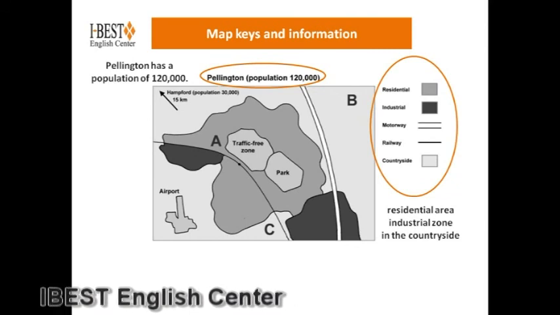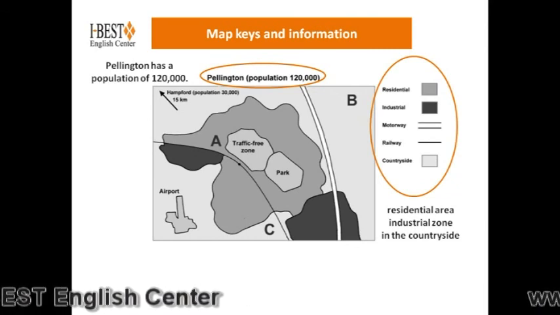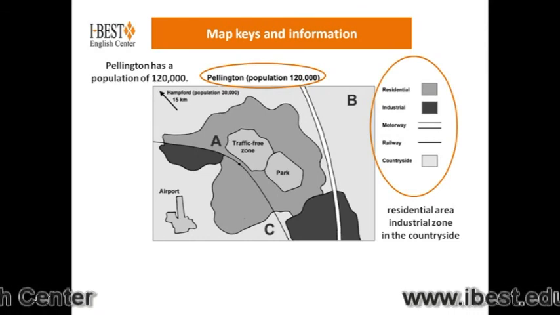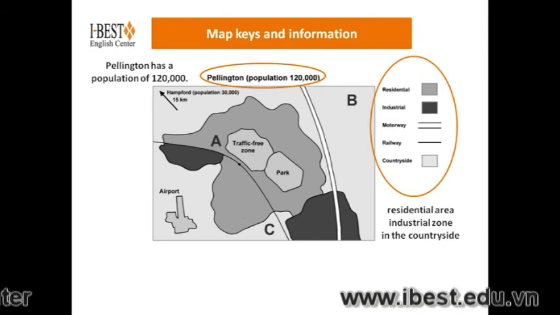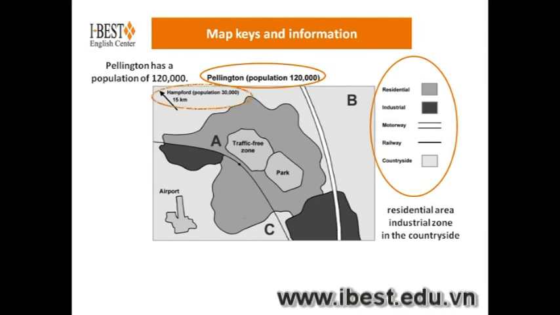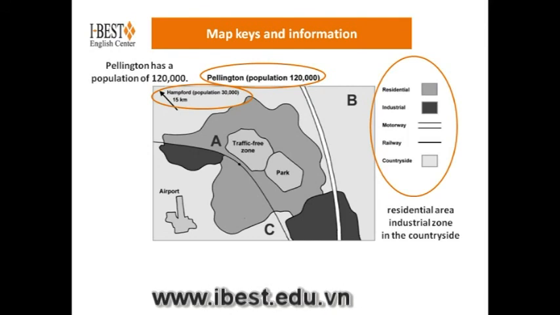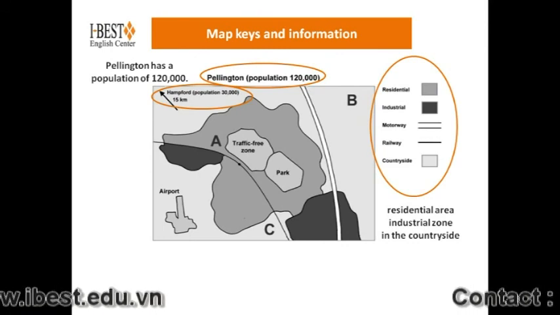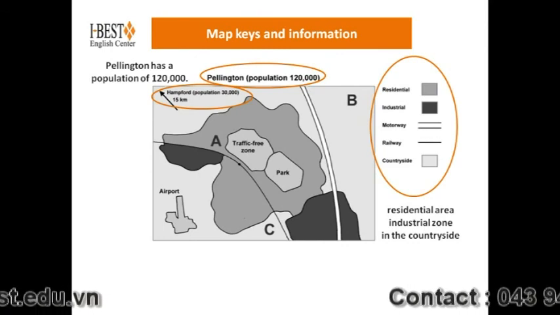You will also need to see whether there is any reference to towns located further away from the actual town in your map. So, for example, in this map, you can see there's a reference to a town called Hamford. The information about Hamford includes the population and the distance from Pellington. So you will need to include both pieces of information in your report.